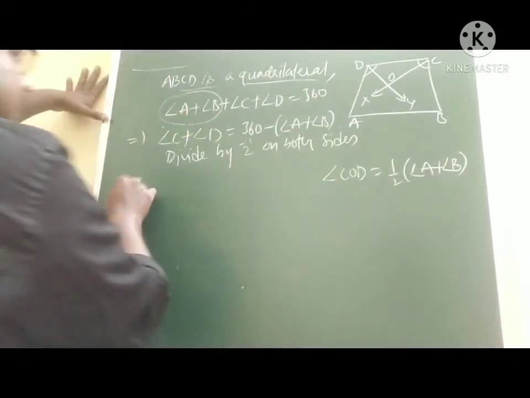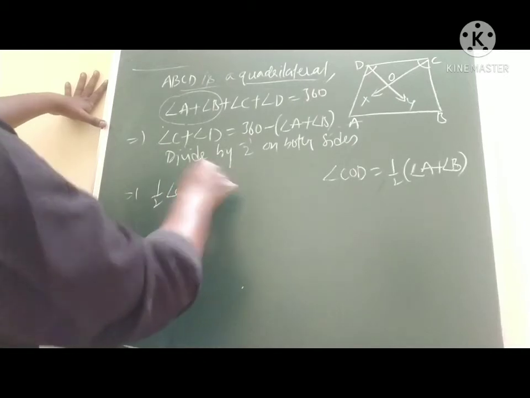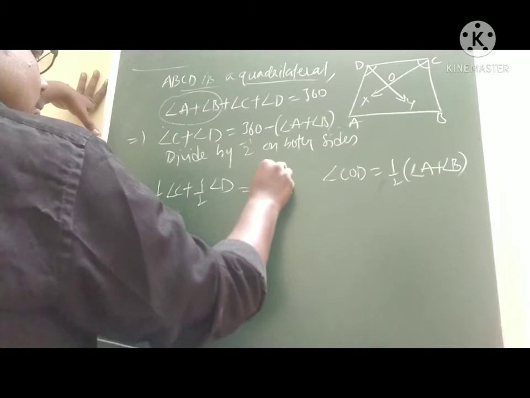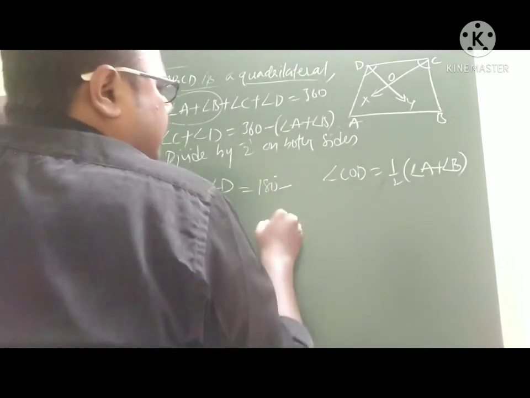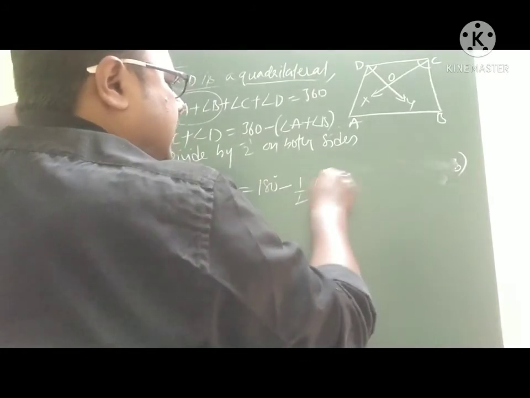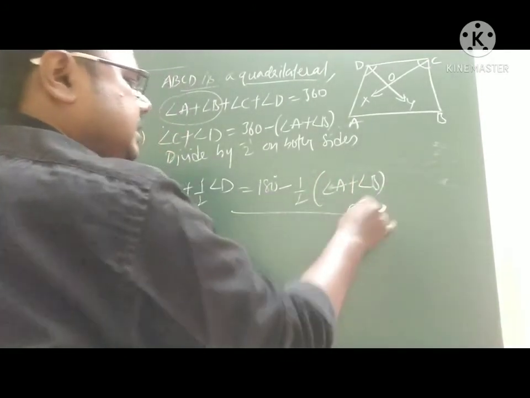Then what I'll get is half angle C plus half angle D. I have split it directly. So 360 divided by 2 means you will get 180 minus half of angle A plus angle B. Okay, so let us consider this as 1.